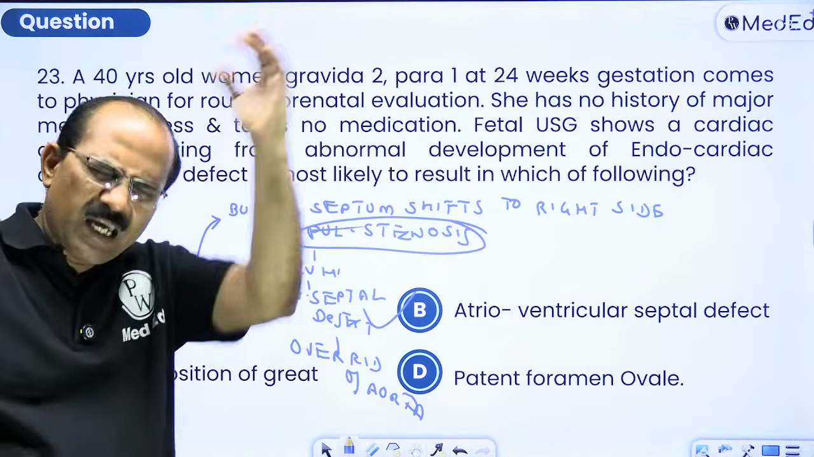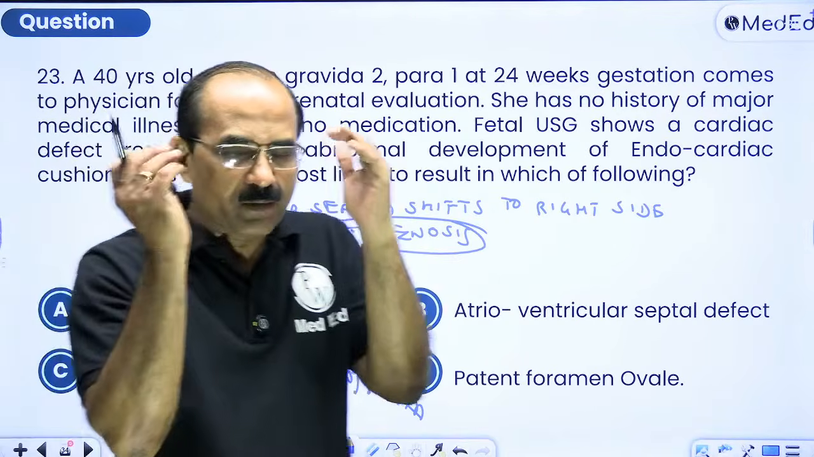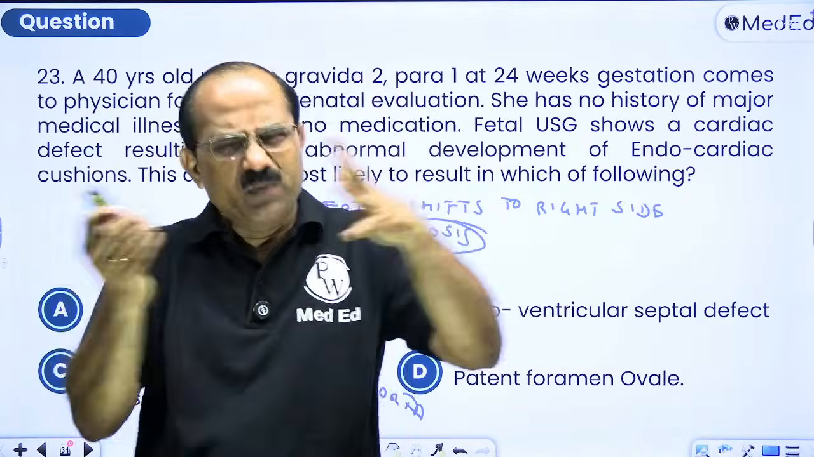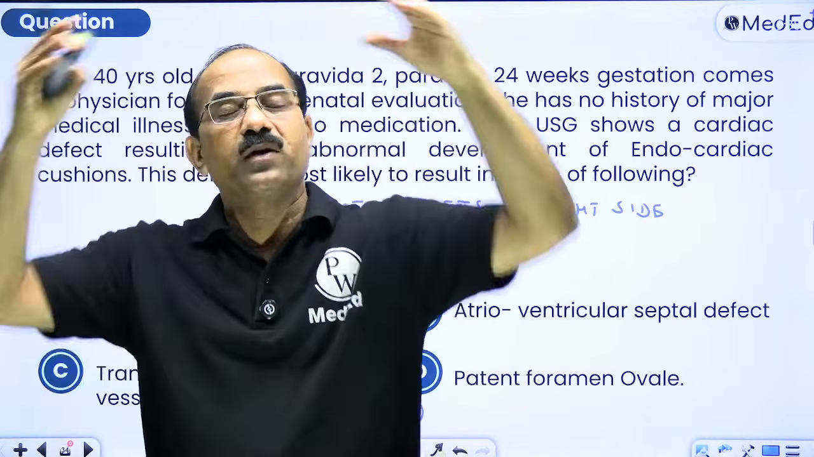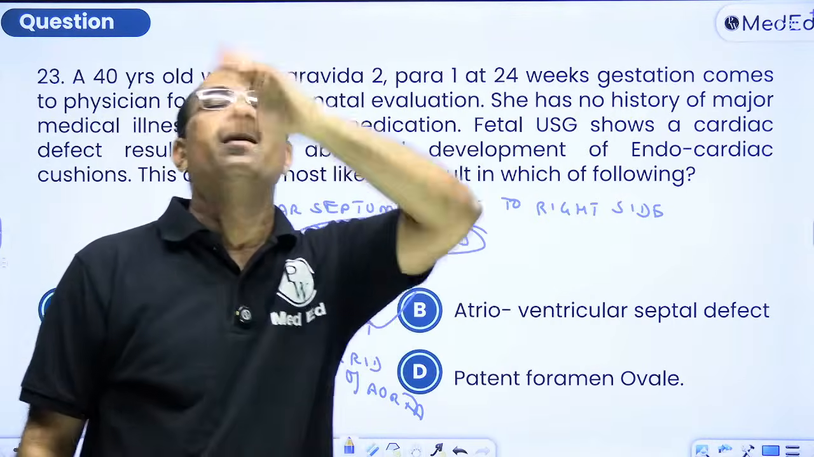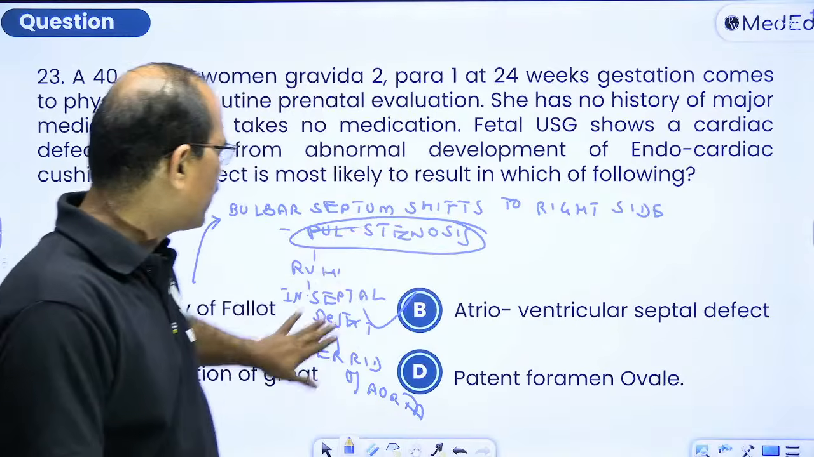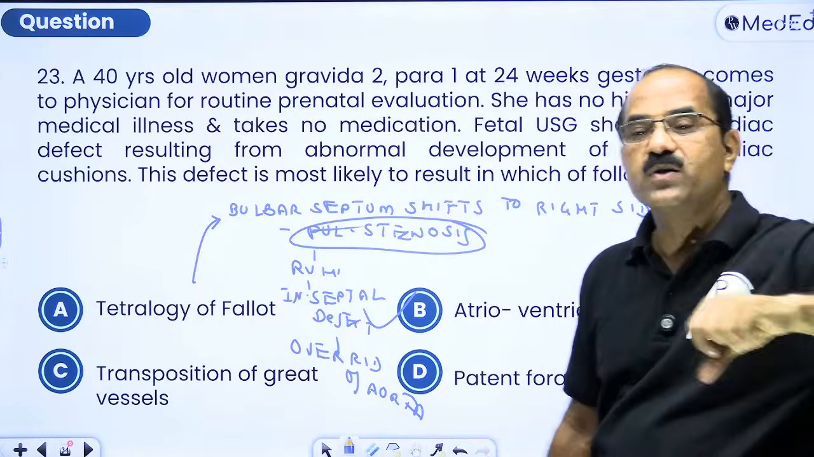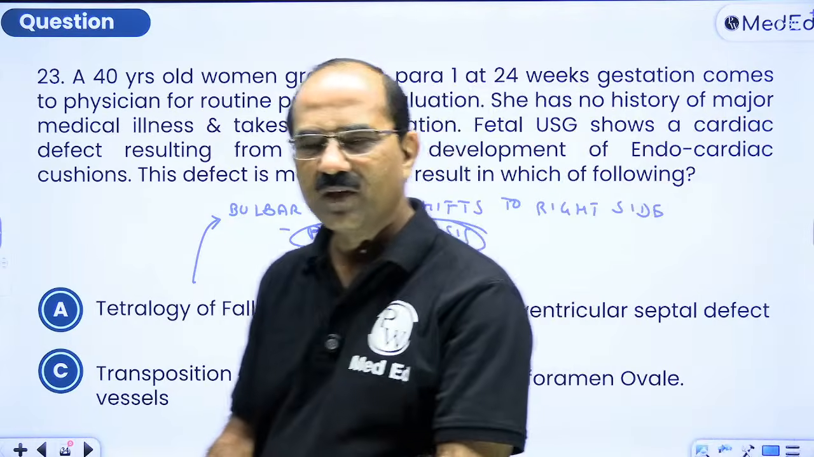So what is the main cause of TOF? The main cause of TOF is pulmonary stenosis. Because of pulmonary stenosis, the right ventricle has to contract harder, causing right ventricular hypertrophy. Because of right ventricular hypertrophy, an interventricular septal defect occurs. And because of the interventricular septal defect, there's an overriding of the aorta. These four conditions lead to TOF.